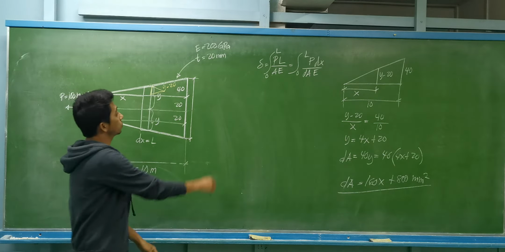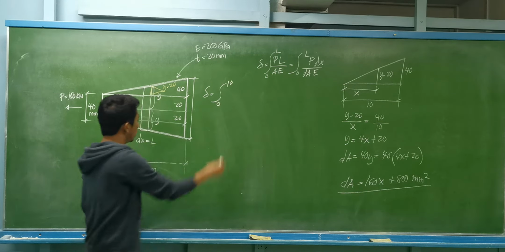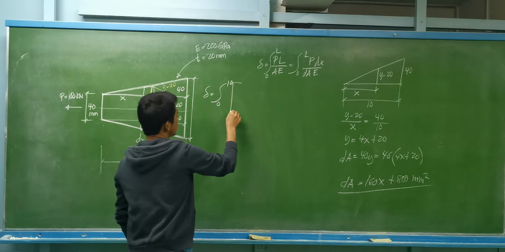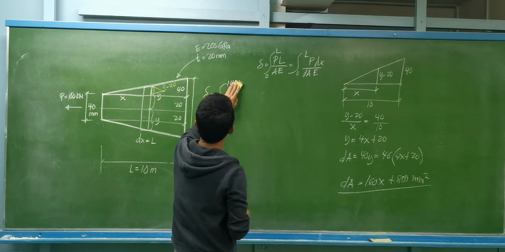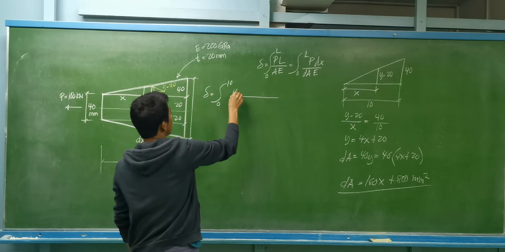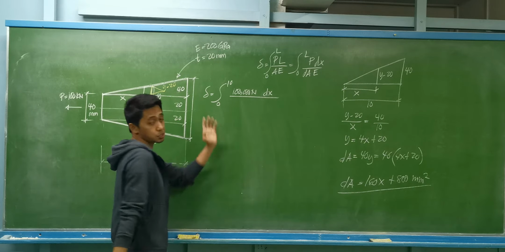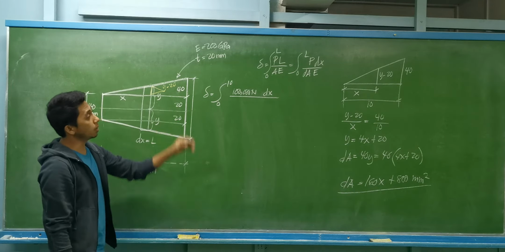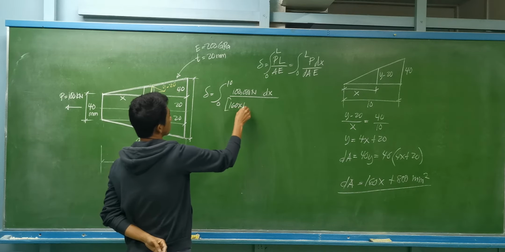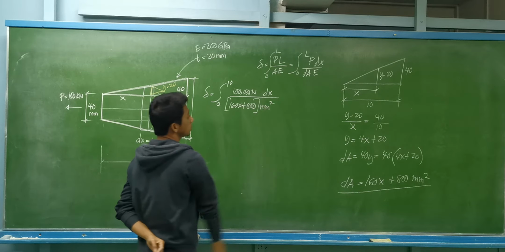And we are now to do the substitution. We have delta is equal to the integral from 0 to, the length of the plate is 10 meters. So let's have the values. It was equivalent of the applied force P. We have 100 kilonewtons, or let's say 100,000 newtons, multiplied by the length, or let's say dx. Our area, or the differential area, is equal to 160 of x plus 800. Our unit for this one is square millimeters.